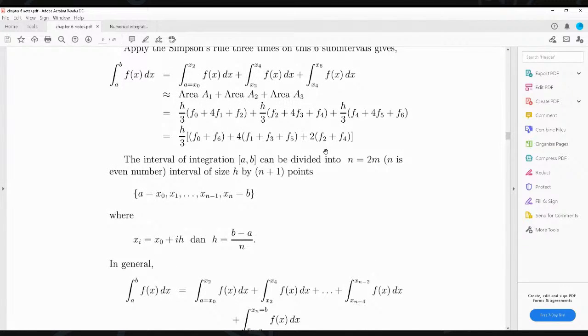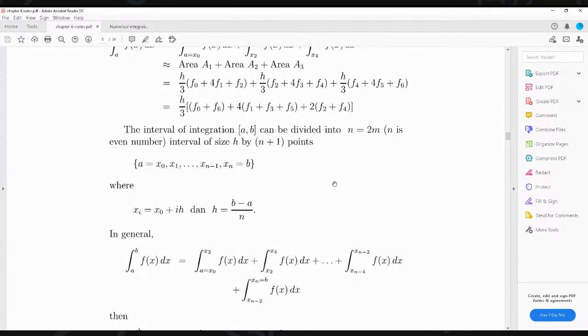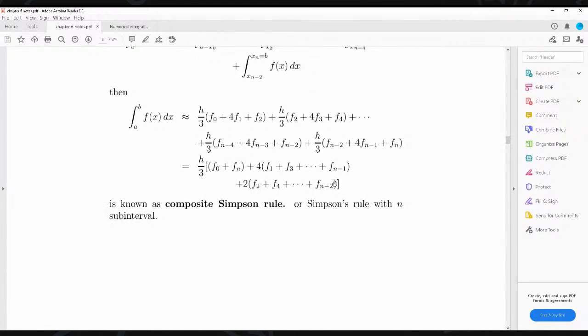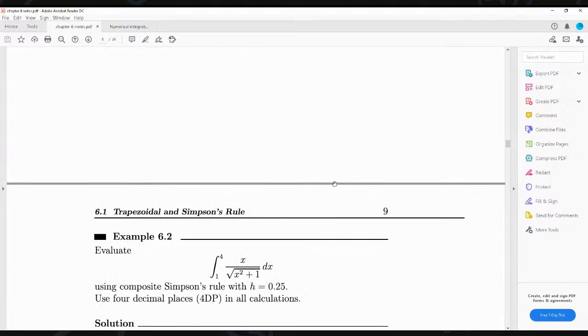I put them in a group. You can see the odd all times 4, and the even times 2. So you have three groups: A is f0 plus f6, B is the summation of odd fi, and C is the summation of even fi. So you can create this formula, and you need to say that this is proven for the composite Simpson's rule.